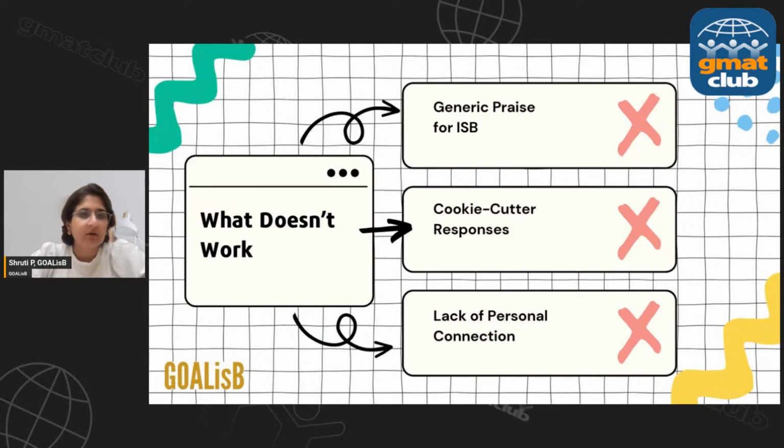This is something that will really work for you, because when a lot of people are coming up with their essays, they are actually people who have not researched enough. So if you are someone who has put in the research, these essays are the place where you show that research and put across your message that, okay, I know how ISB will benefit me, and this is how I'm going to utilize this program for my career goals.